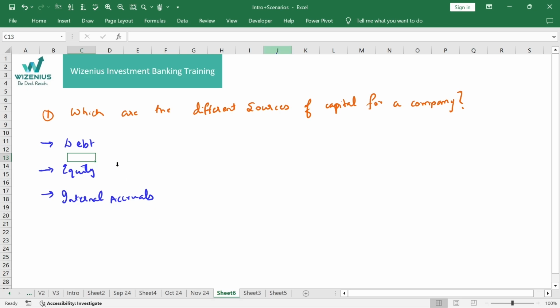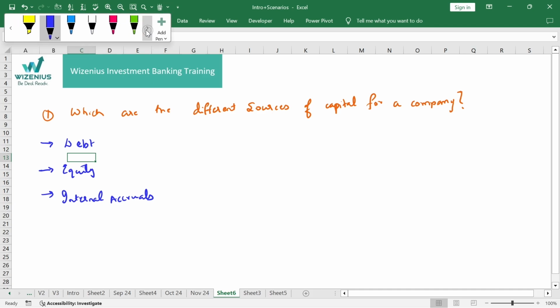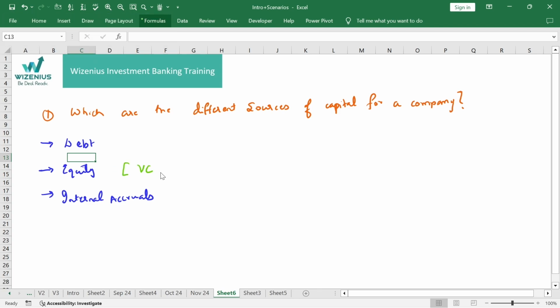Can I say that venture capital, PE, IPO, FPO, rights, private placement, they more or less fall under the equity mode of fundraising? Can I not say that? Do you agree with me on this? What happens here? You're raising equity from these external sources.